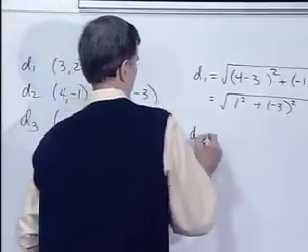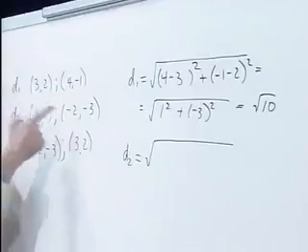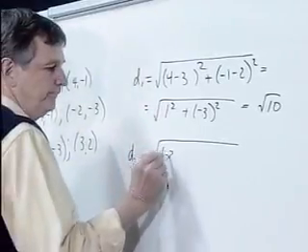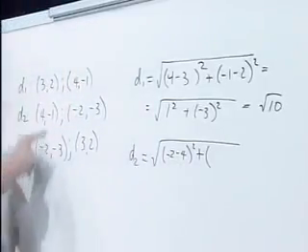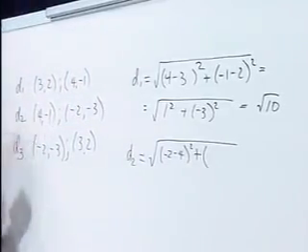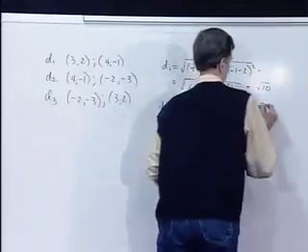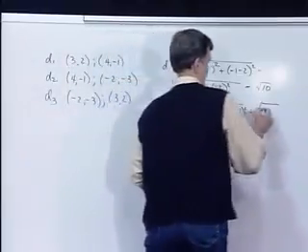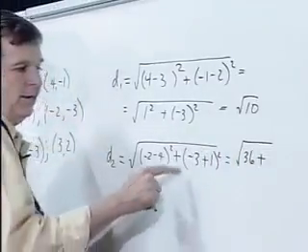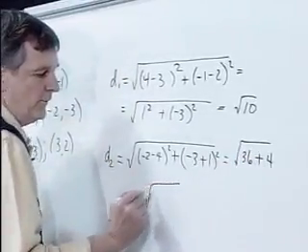Now I'll go to distance number 2. This will be the square root of negative 2 minus 4 squared plus negative 3 plus 1, because I have to subtract a negative 1, negative 3 plus 1 squared. And that's going to be the square root of, let's see, negative 6 squared is 36. And negative 2 squared is 4. That will be the square root of 40.